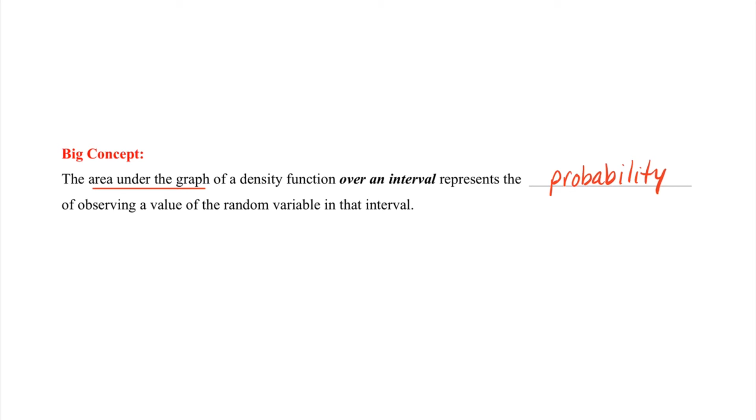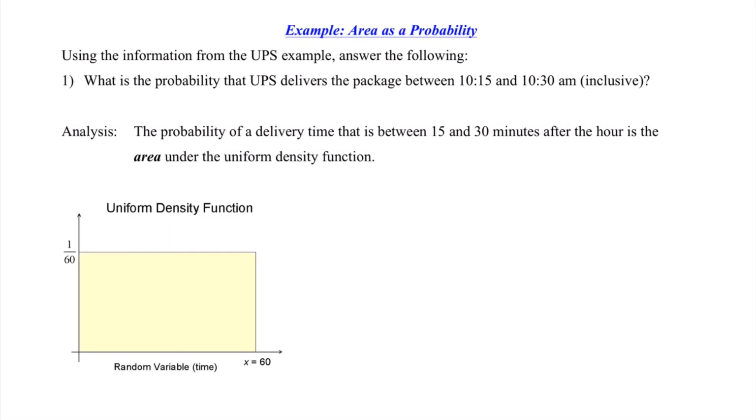So now we want to think of this as, if we're trying to find probability, that means we just need to find the area under the graph. Let's head into our follow-up example then to elaborate a little bit more. Simplifying this a little bit, it gets a little more straight to the point.